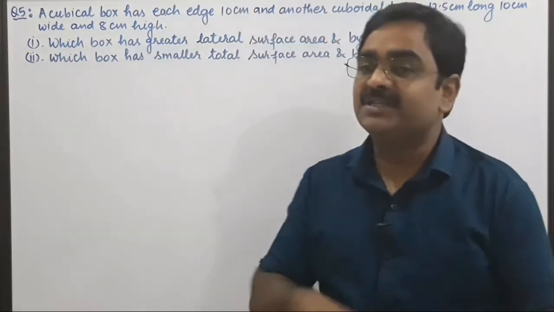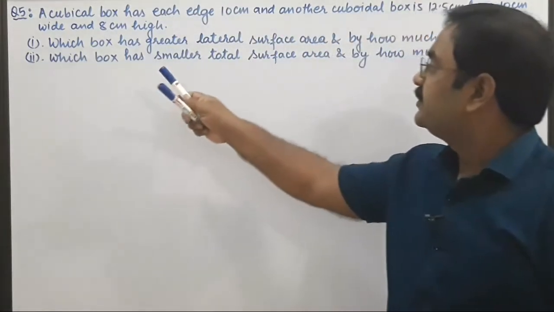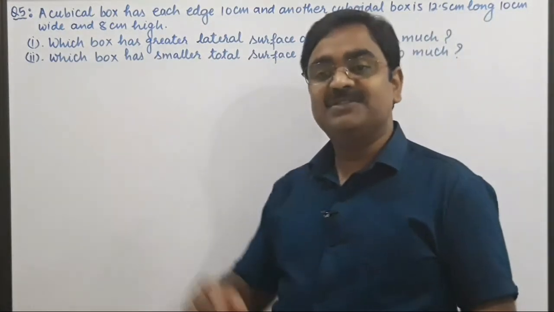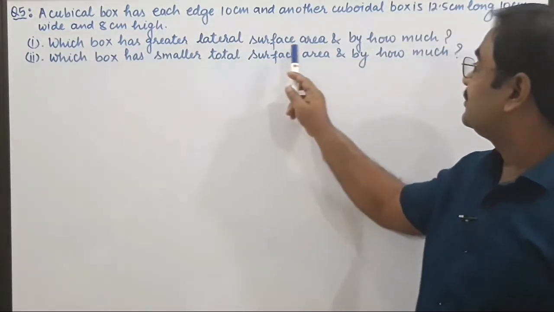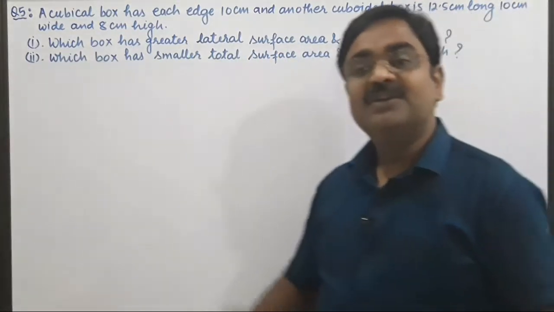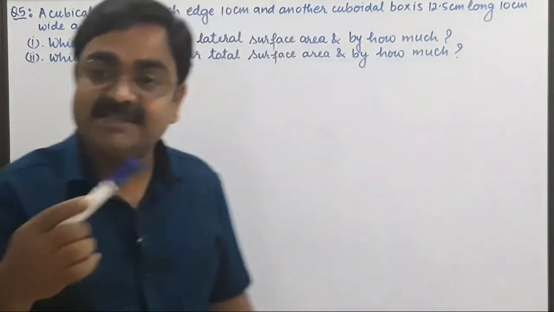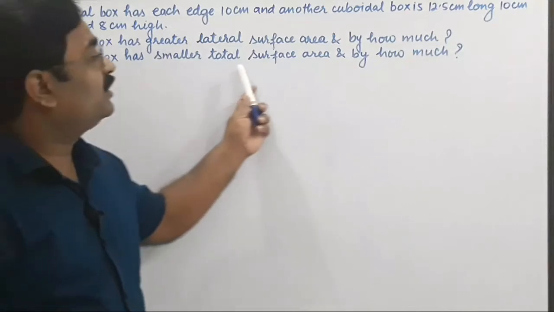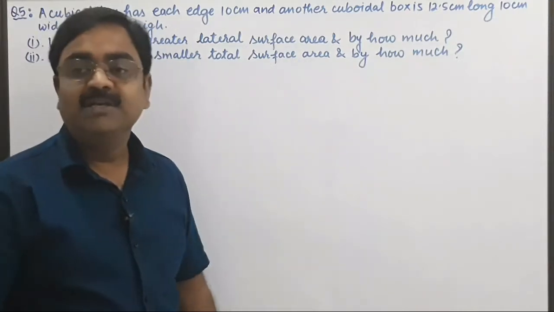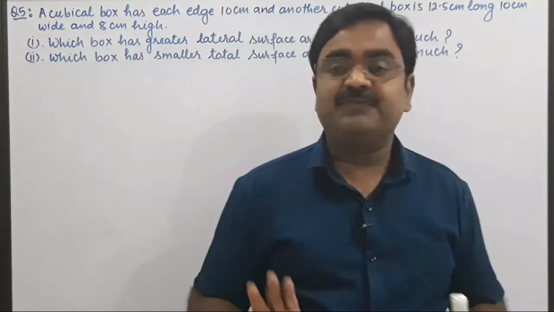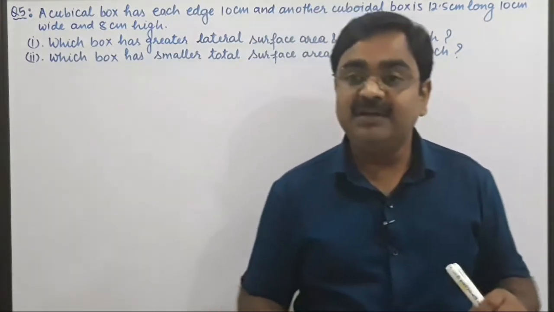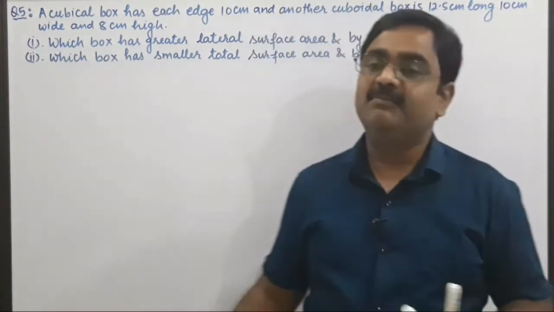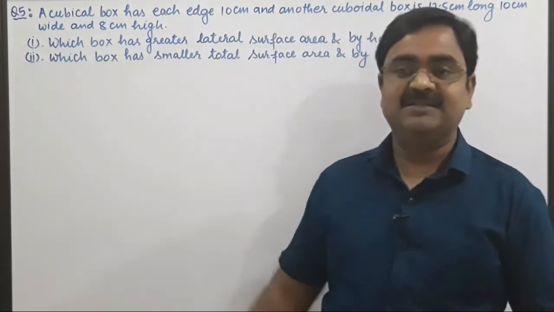Then there are two questions being asked. First one, which box has greater lateral surface area and by how much? Second, which box has smaller total surface area and by how much? Means for both the boxes we need to find out their lateral surface area and total surface area to give this answer.